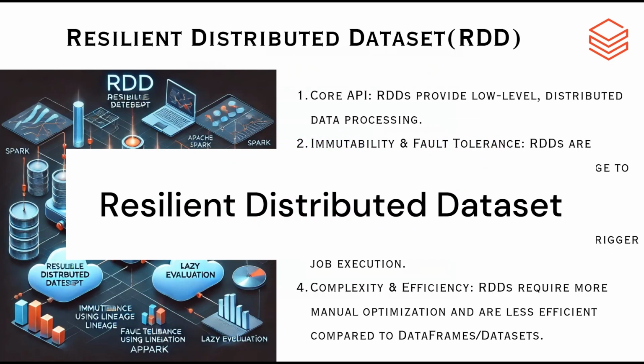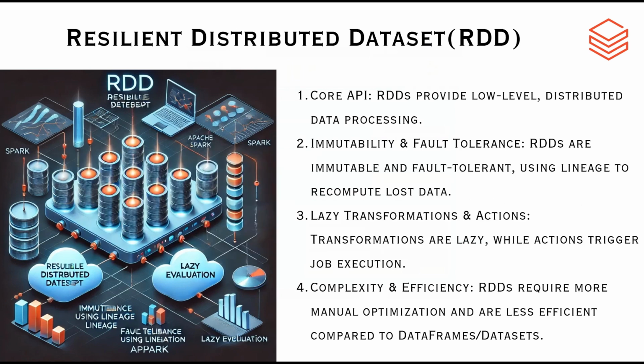So the first one is Resilient Distributed Datasets. RDDs are the foundational API of Spark, and those were introduced when Spark was first created. They provide a low-level abstraction for distributed data processing, and along with that, they are immutable by design. So what is meant by immutable? That means that RDDs cannot be modified once created, which makes sure that the dataset state is consistent across the cluster, even in the event of failures.